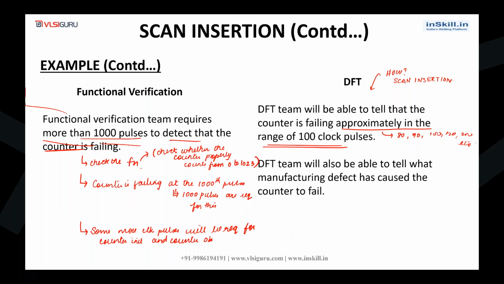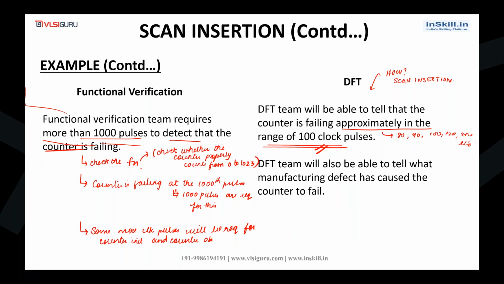We'll try to understand this point. In order to understand how the DFT team will be able to tell that the counter is failing approximately in the range of 100 clock pulses, you first need to understand what is a scan cell, what is a scan chain, and how a scan chain operates, and only then will you be able to understand this point. So that's why we will discuss it during our main course. When we do the regular course, we will try to understand this.